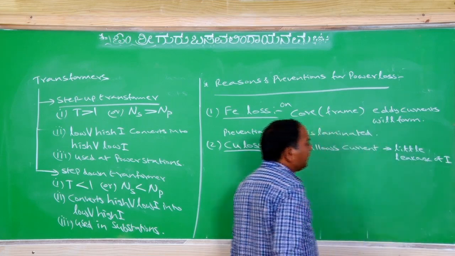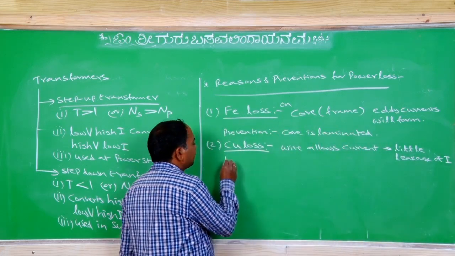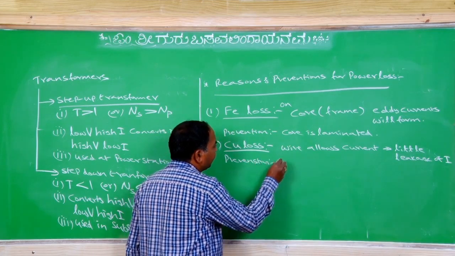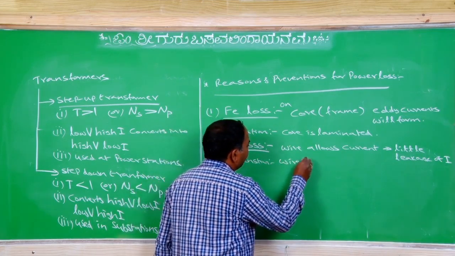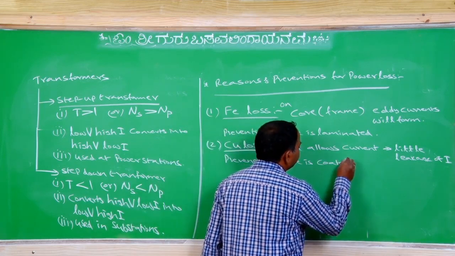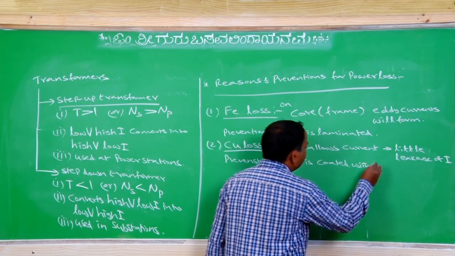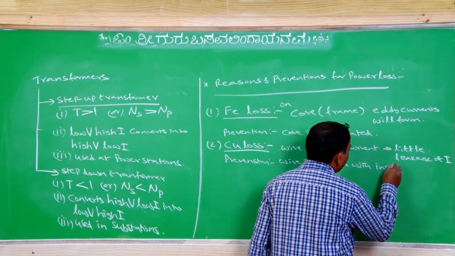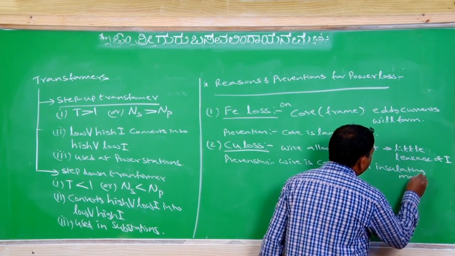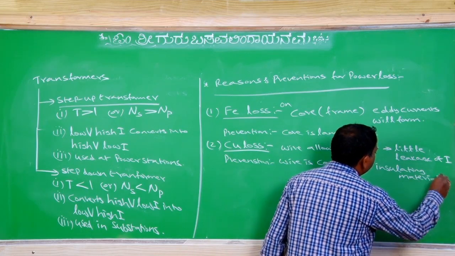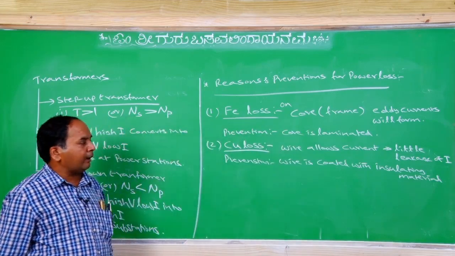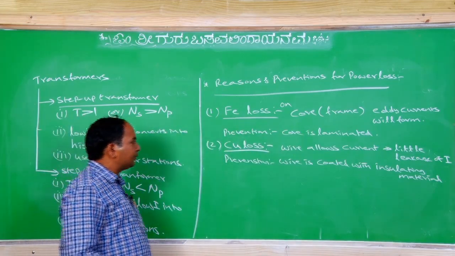To prevent the leakage, what should we do? Its prevention is that the wire should be coated with insulating material. If the wire is coated with insulating material, then there is no leakage of current to the outside, and automatically the power loss will be reduced.